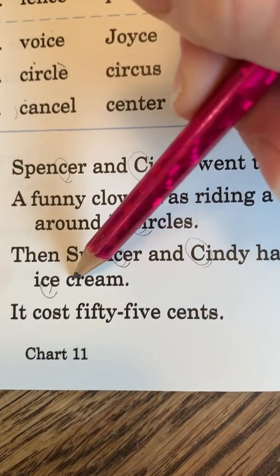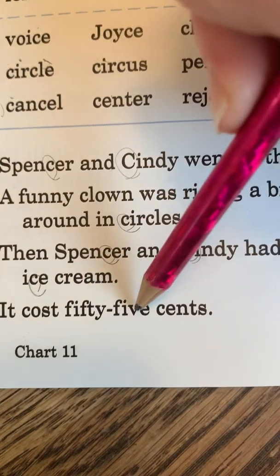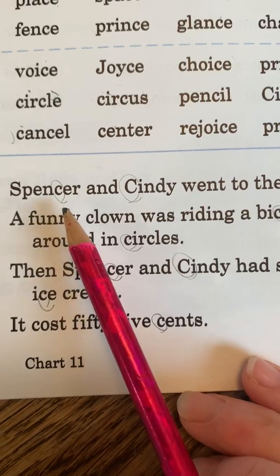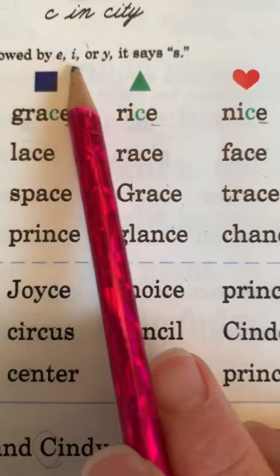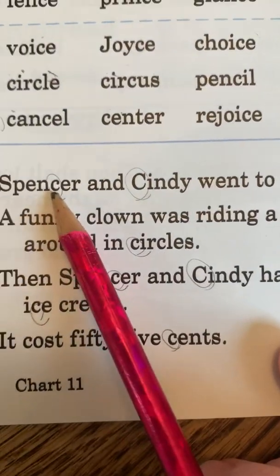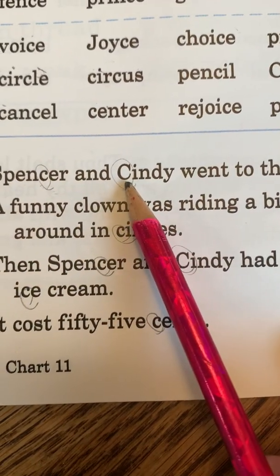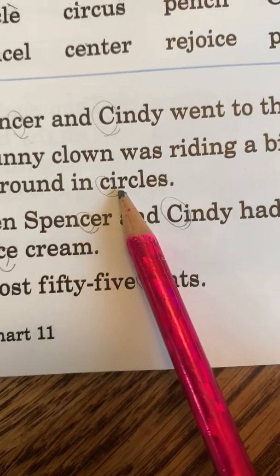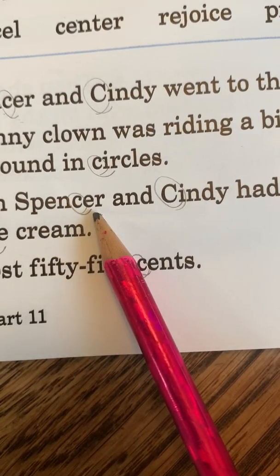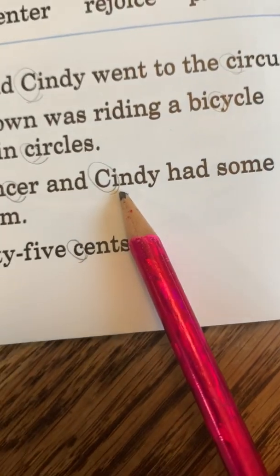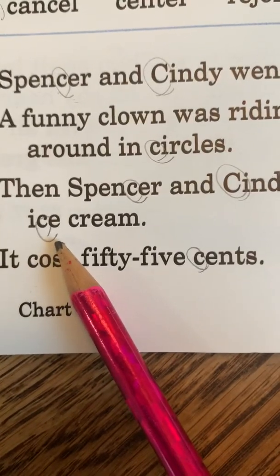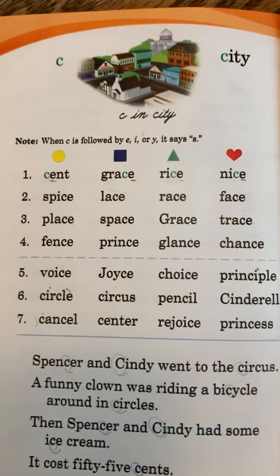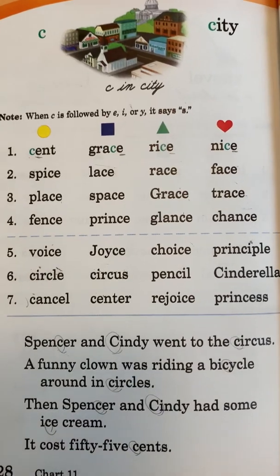Now that's a hard C. It cost 55 cents. Now if we look, every single soft C here is going to be followed by an E, an I, or a Y. This one's followed by an E. This one's followed by an I. This one's followed by an I. This one's followed by an I. This one's followed by an E. Followed by an I. Followed by an E. Followed by an E.